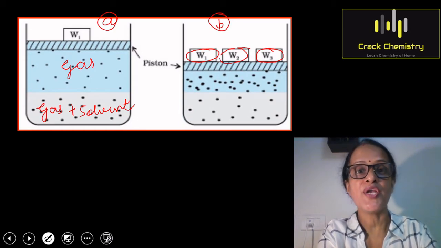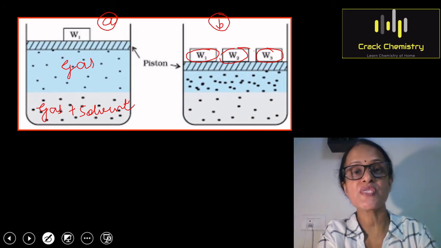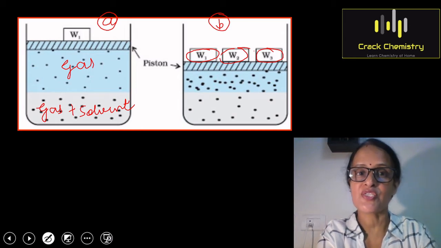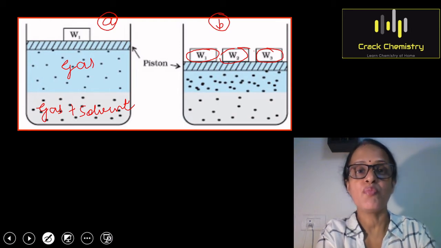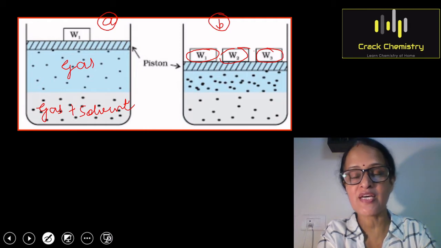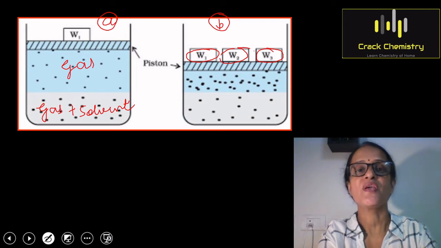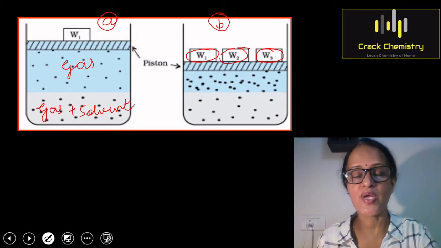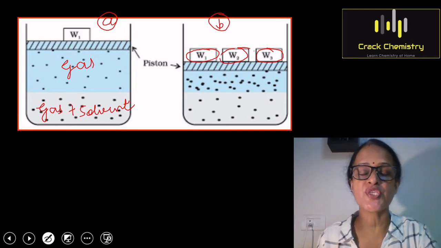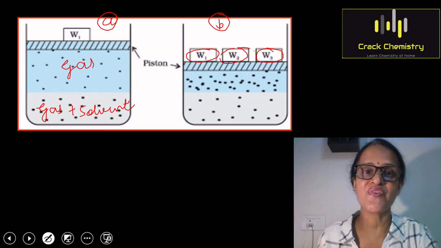Now a new equilibrium will be established. At this new equilibrium, more molecules are present in the liquid, as a result of which the solubility of the gas in the liquid has increased. Side by side, more molecules will leave the solution also, as a result of which the partial pressure of the gas over the surface of the liquid will also increase at this given temperature. So now we can conclude that the solubility of a gas in a liquid is increased due to an increase in pressure over the surface of the liquid at a given temperature.